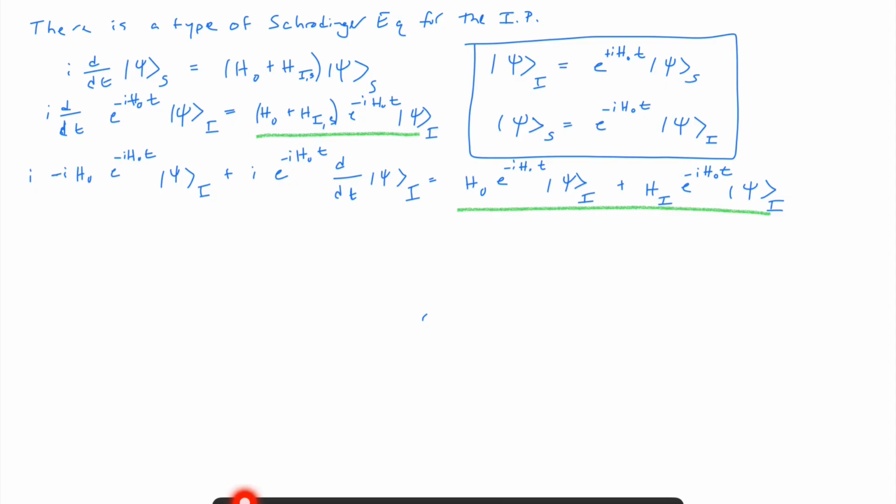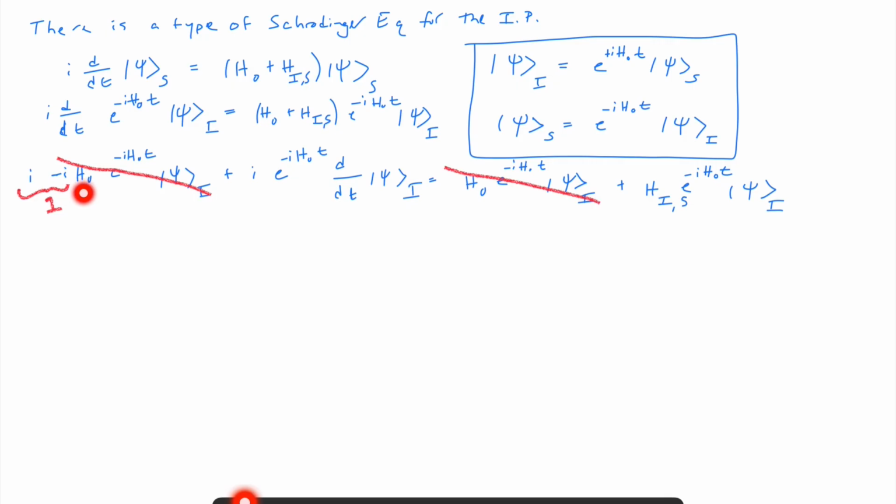Now, if you take a look at this, i times minus i gives you 1. That's something you should just generally remember. i times minus i gives you 1. Then I just have this expression H₀ e to the minus iH₀t acting on psi sub I, and the same thing over here, and then those two things will cancel.